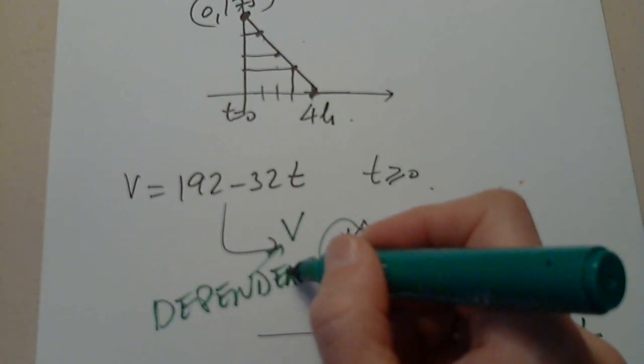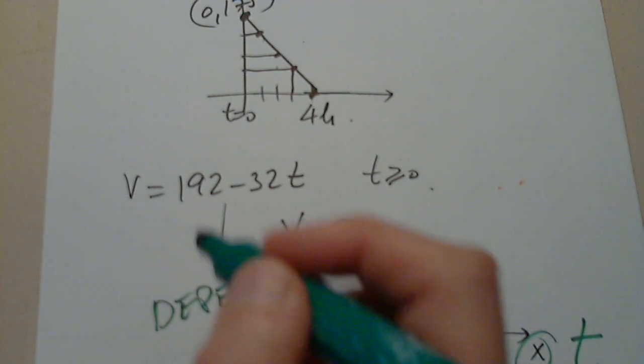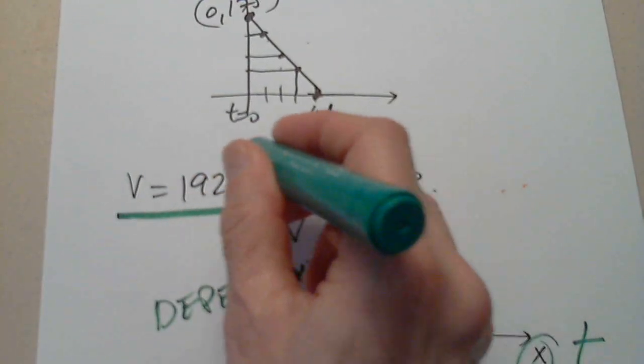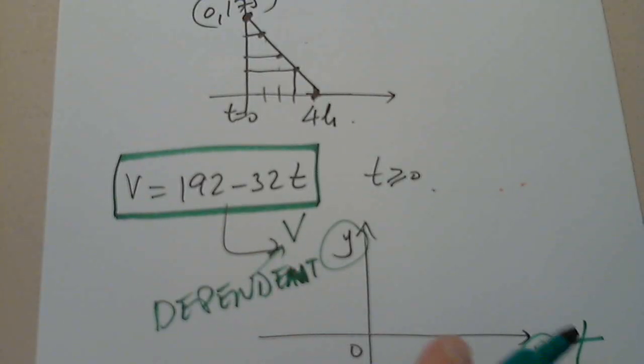So the independent variable is t and v depends on t. That's the formula. They're giving us the formula. So v is called a dependent variable. It depends on t. It changes as t changes. So if t is 1, then I have a certain v. If t is 2, I have a different v. If t is 3, I have a different v. And so on and so forth. So this is the dependent.